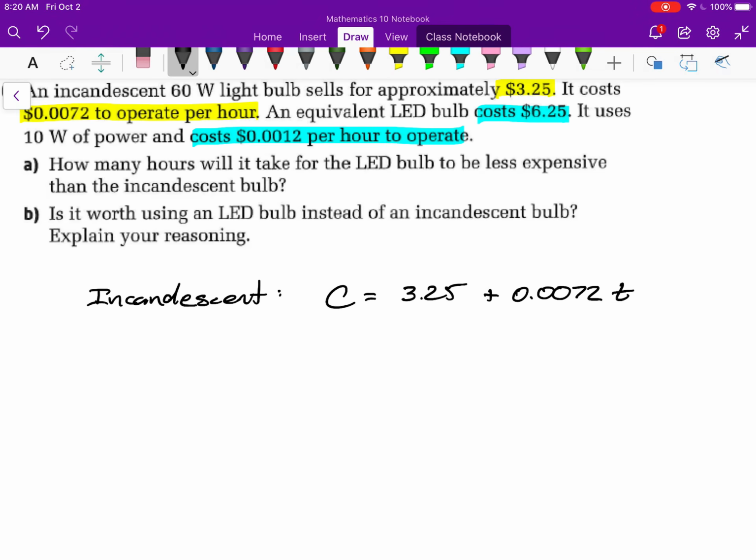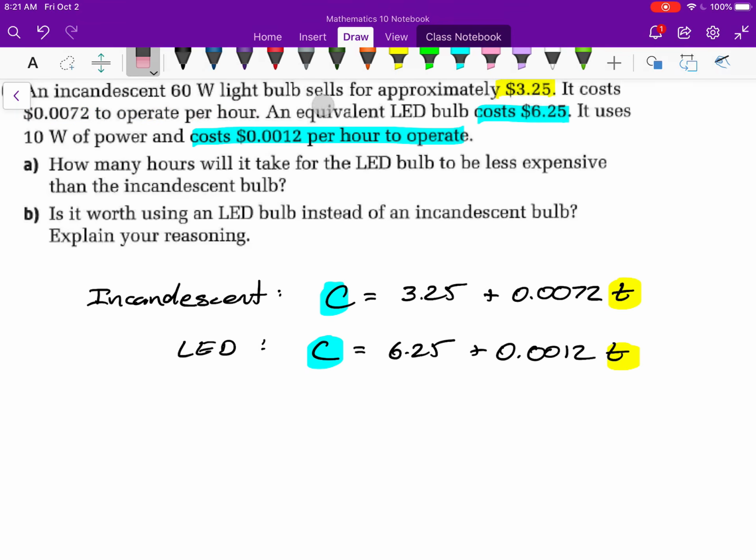And I'm going to know that T stands for the time in hours, and C is the cost of operating it after so much time, right? Because while the bulb costs $3.25, assuming you turn it on at some point, it'll eventually cost you more money than that. So then I have the same idea for LED. The cost of this is more initially, but it's less per hour. It's 6.25 plus 0.0012T. And again, in this case, cost is the overall cost of this bulb, and T is the time in hours that I'm using it.